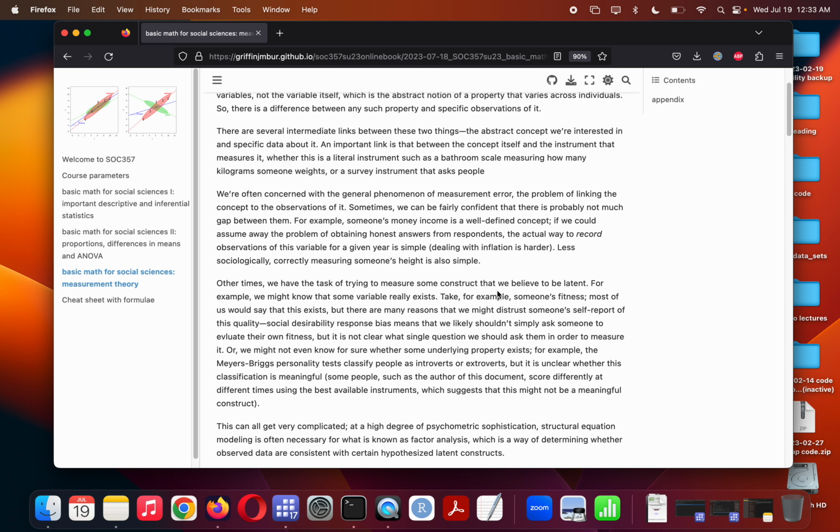But here we have this other problem, which is that we might know it when we see it in a particular individual, but we can't really say how we define it, right? So for instance, a good example of a very latent variable might be someone's style or whether someone is cool or not, right?